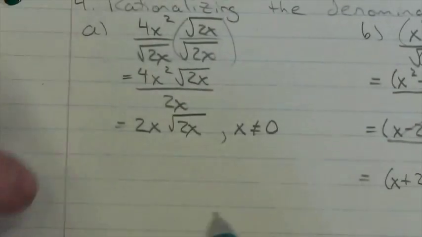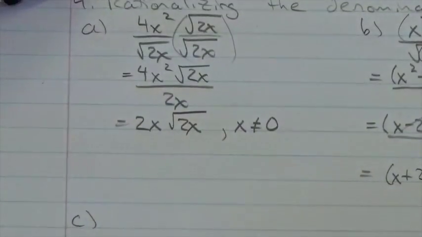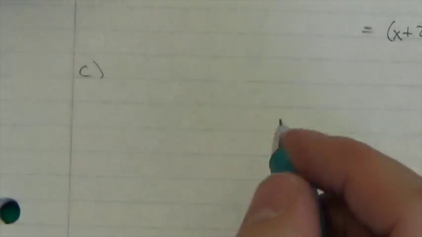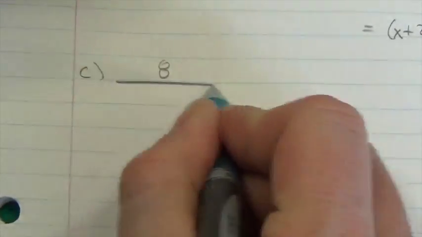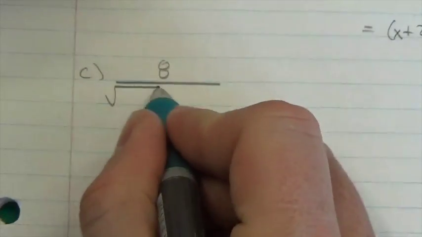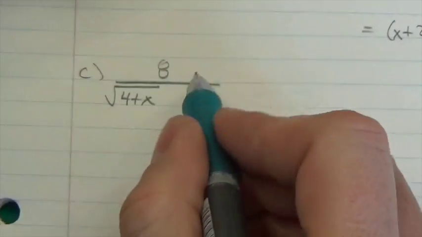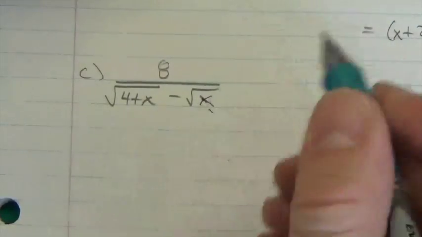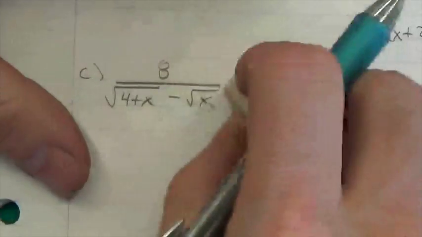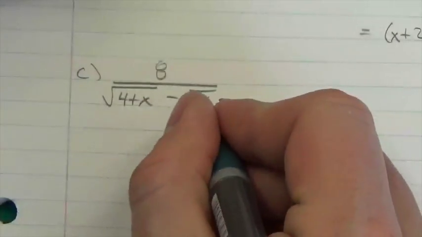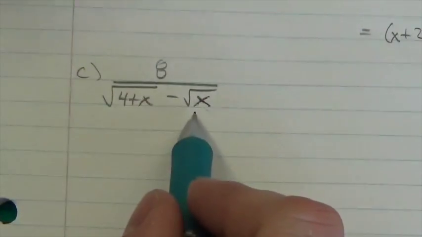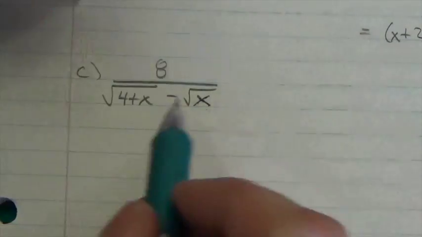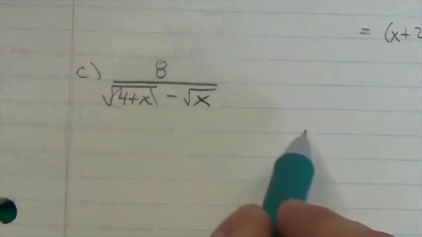Let's do another. Okay, let's just take a quick look here at which one I wanted to do. I wanted to do this one: 8 divided by the square root of 4 plus x minus the square root of x. The reason I wanted to do this one is because the denominator here is a binomial. It's not a trinomial, it's a binomial.